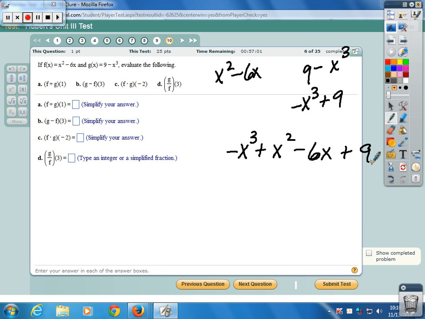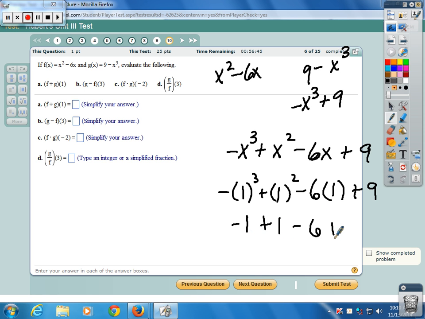Now what are we going to plug in? 1. So negative parentheses cubed plus parentheses squared minus 6 parentheses plus 9. 1, 1, 1. 1 cubed is 1 with a negative out front is negative 1 plus 1 minus 6 plus 9. What do you get? Well, these two cancel. And you owe $6, you have $9, I get 3. What'd y'all get? So that's 3. You need to remember that, because I'm going to do the other one now.